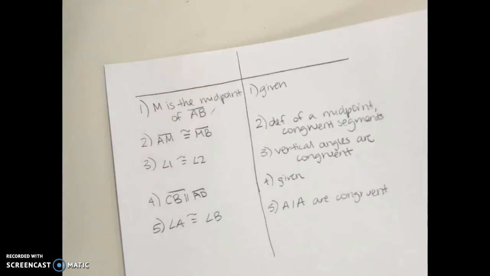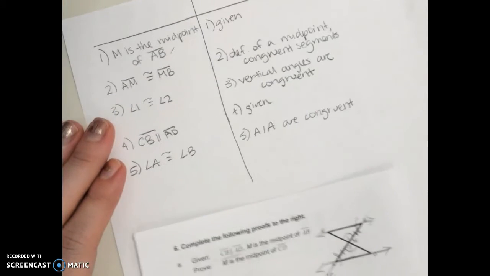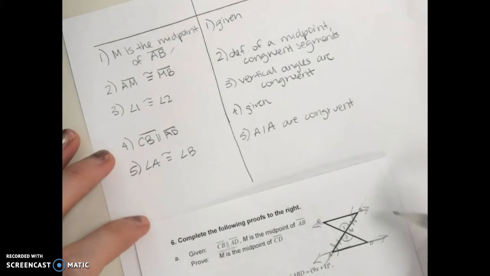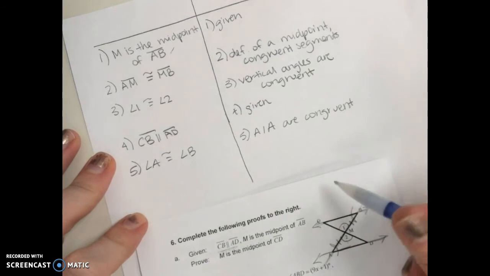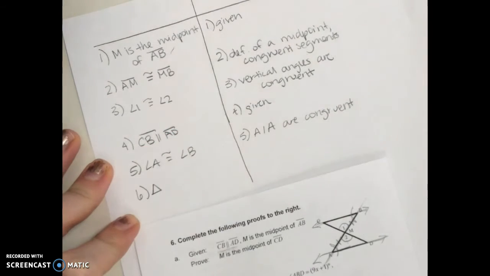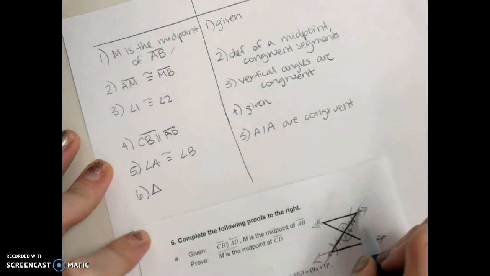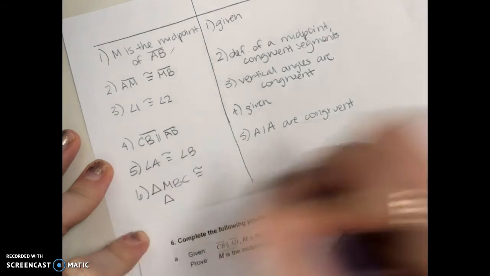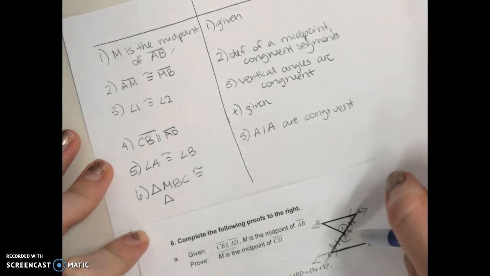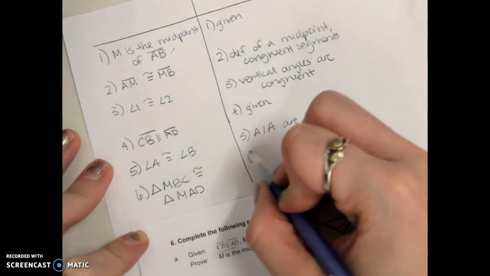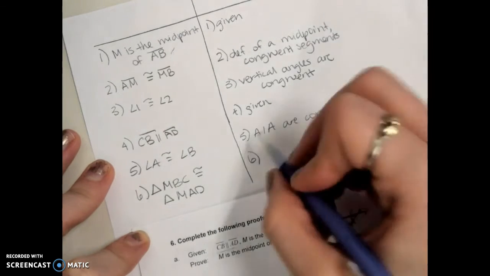Now you can see the picture. Okay. So now I can prove that my two triangles are congruent. Triangle MBC is congruent to triangle MAD, and I can use angle side angle.